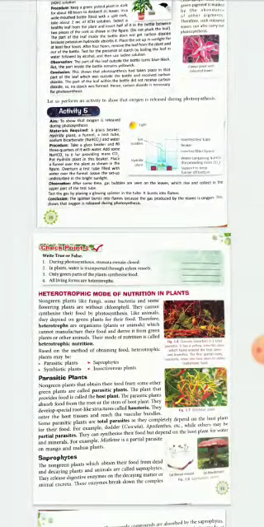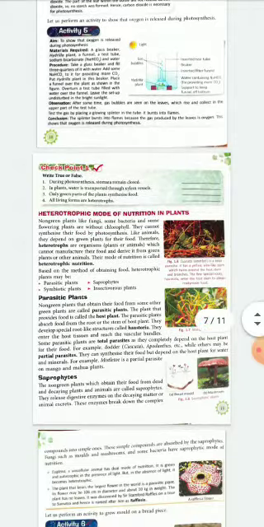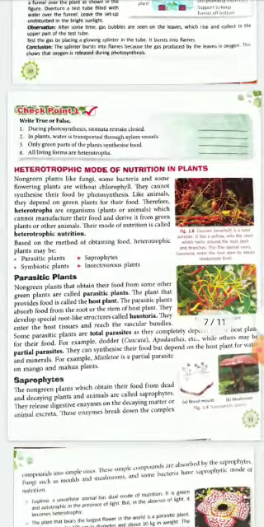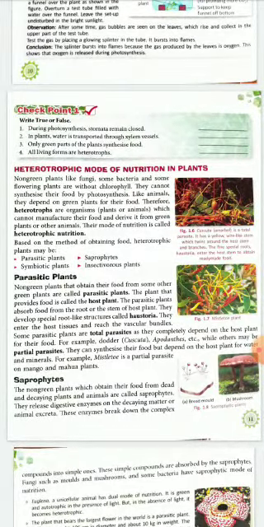Now we will see the heterotrophic mode of nutrition. Some plants do not contain chlorophyll and depend on other plants for their food through the heterotrophic mode of nutrition. These plants are called heterotrophic plants. There are four types of heterotrophic plants which we discuss here: parasitic plants, saprophytes, symbiotic plants and insectivorous plants. Let us see one by one.